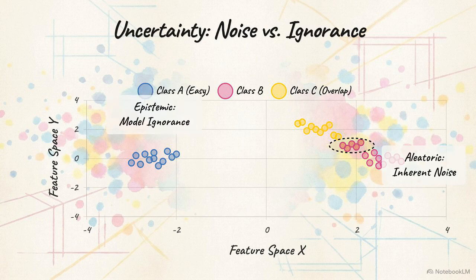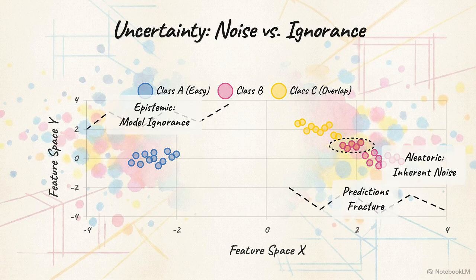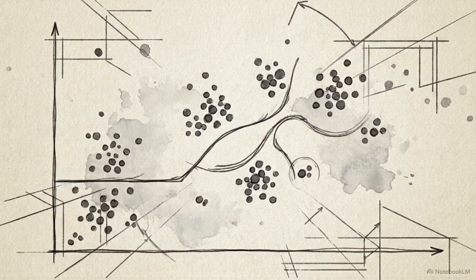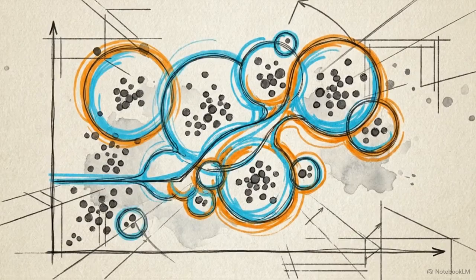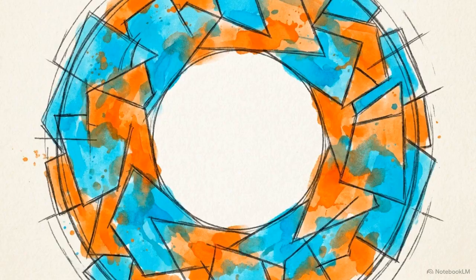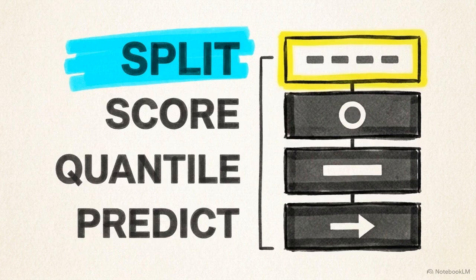Second is epistemic uncertainty, which is the model's ignorance in regions of the feature space where it has seen very few examples. This is a result of a lack of data, and it causes the model's predictions to fracture. The honest response to both types of uncertainty is to abandon single-label outputs in favor of dynamic, variable-sized prediction sets. A dynamic set is the only mathematically rigorous way to handle overlapping boundaries and sparse data. We build these sets using split conformal prediction, a 4-verb process that wraps around any existing model.